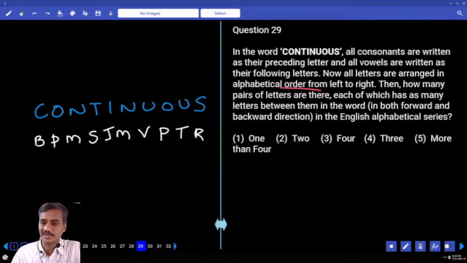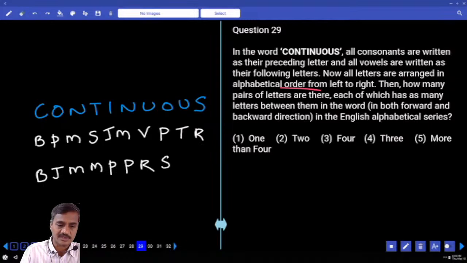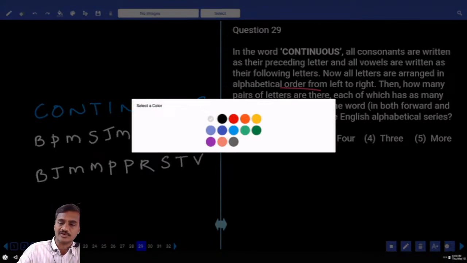Then how many pairs of letters are there, each of which has as many letters between them in the word as in the alphabetical order? Clear? Now as the letters are arranged in alphabetical order, what are the letters we have? B, and what is the next one after this B? J. Next to J is M and M, isn't it? Next one is P, there are 2 P's, followed by R. And next to R is S, and T and T. Now these are the letters we have. Then now we need to find out pairs.